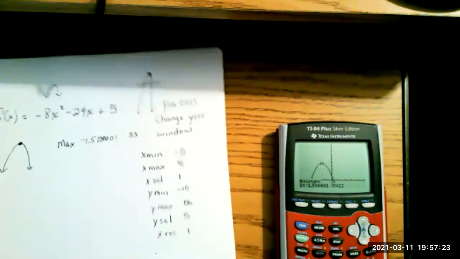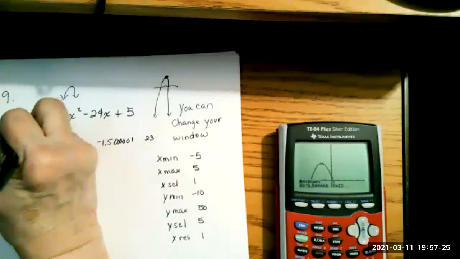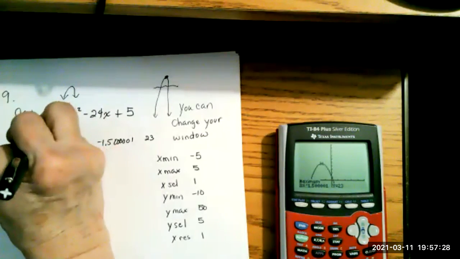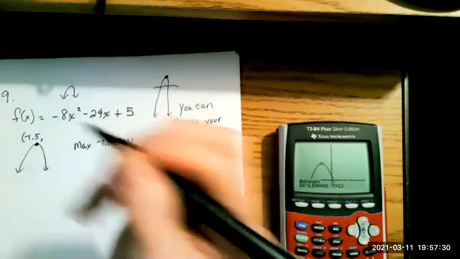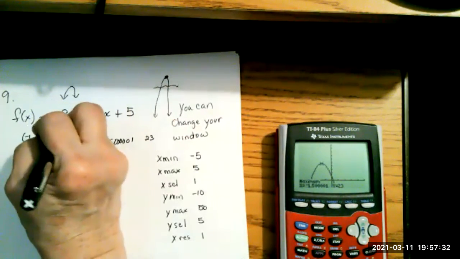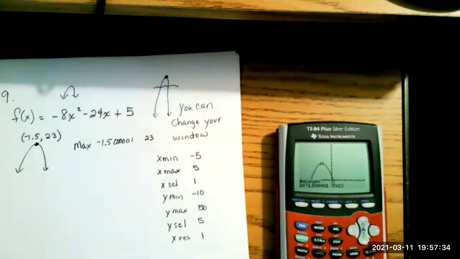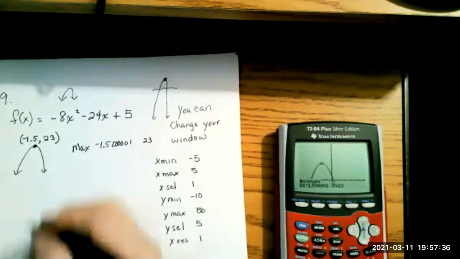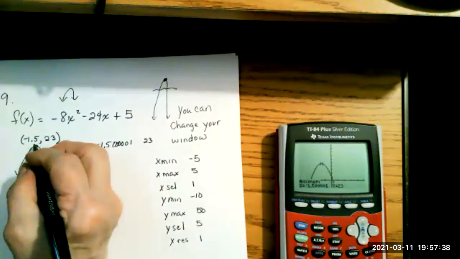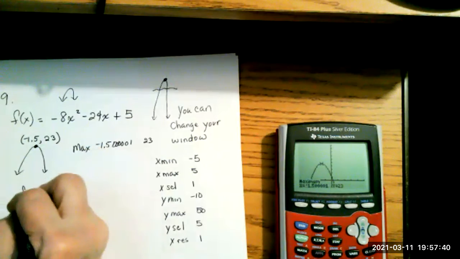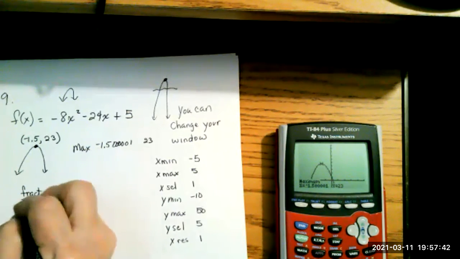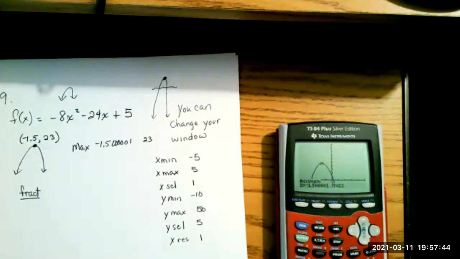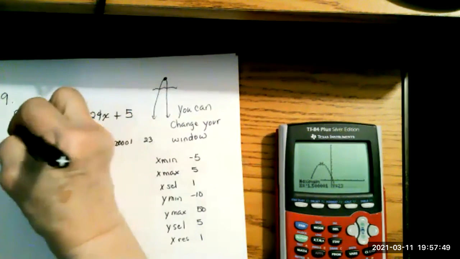So this vertex is -1.5, comma 23. Now, the problem that you're going to find is that they won't take that decimal. They want that to be a fraction. Does anybody remember from way ago when we did fractions how to change 1.5 to a fraction?